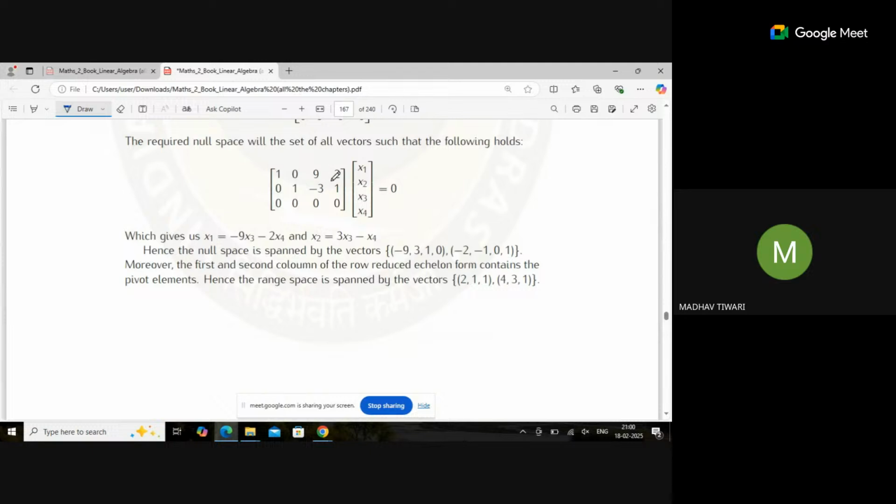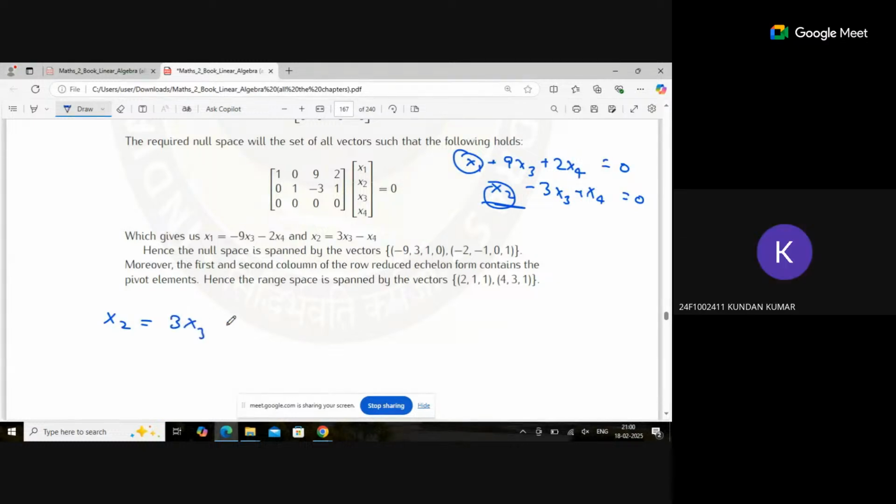If I multiply these two matrices, what will I get? x1 plus 9x3 plus 2x4 equal to 0. Next equation I will get as x2 minus 3x3 plus x4 equal to 0. So these two are my dependent variables. Firstly, I will write x2 in this form: x2 is nothing but 3x3 minus 4x4. And x1 will be minus 9x3 minus 2x4.